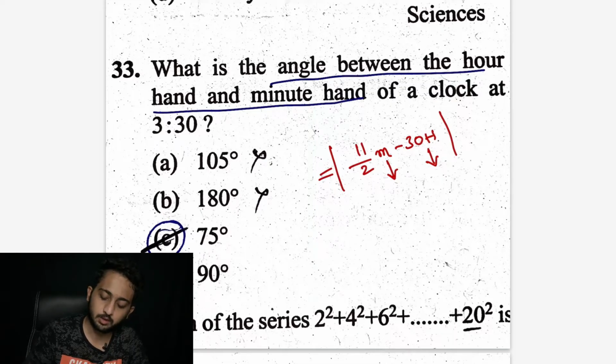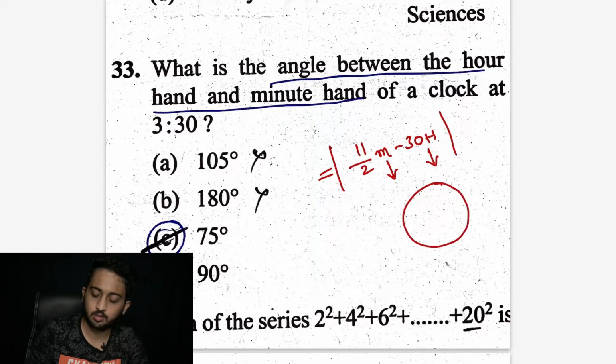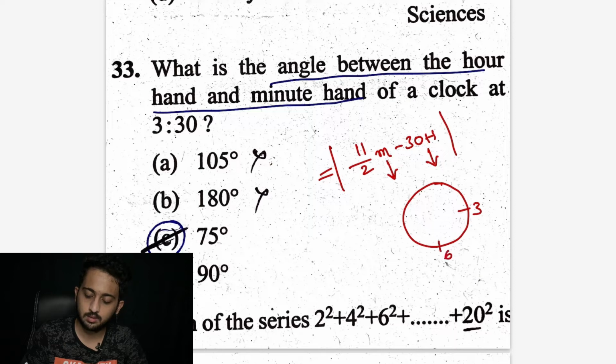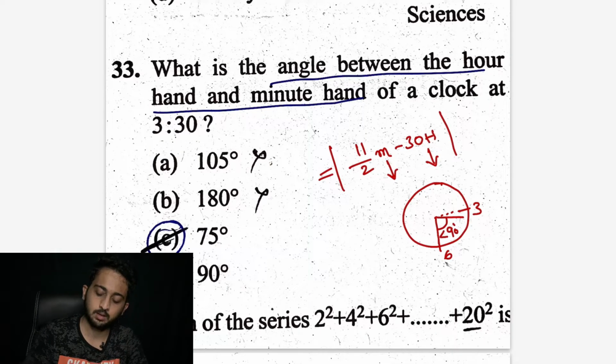Even if you don't remember this formula, you can answer this question if you remember how a clock looks. This is just common sense, right? So this is 3 and this is 6. If time is 3:30, it would look something like this. And this angle is definitely less than 90 degrees. Because if it is like this, then the angle would be 90 degrees. Since it would already cross 3, the angle would be definitely less than 90 degrees.